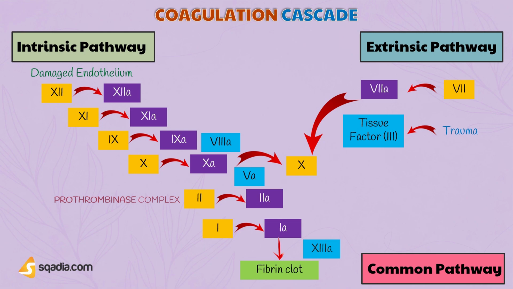It's important to note that the coagulation cascade is tightly regulated to maintain a balance between clot formation and prevention of excessive clotting. Various anticoagulant mechanisms and feedback loops work in conjunction with the coagulation cascade to prevent abnormal clotting and maintain hemostasis.